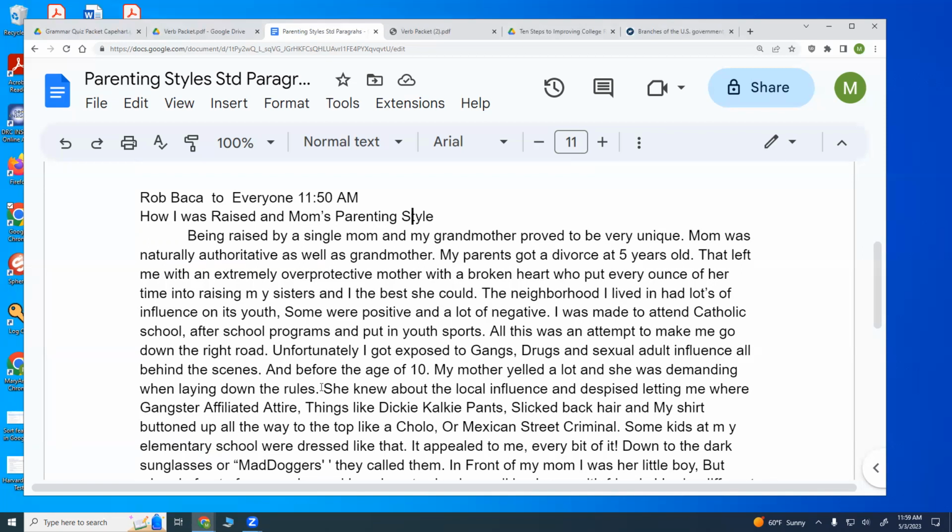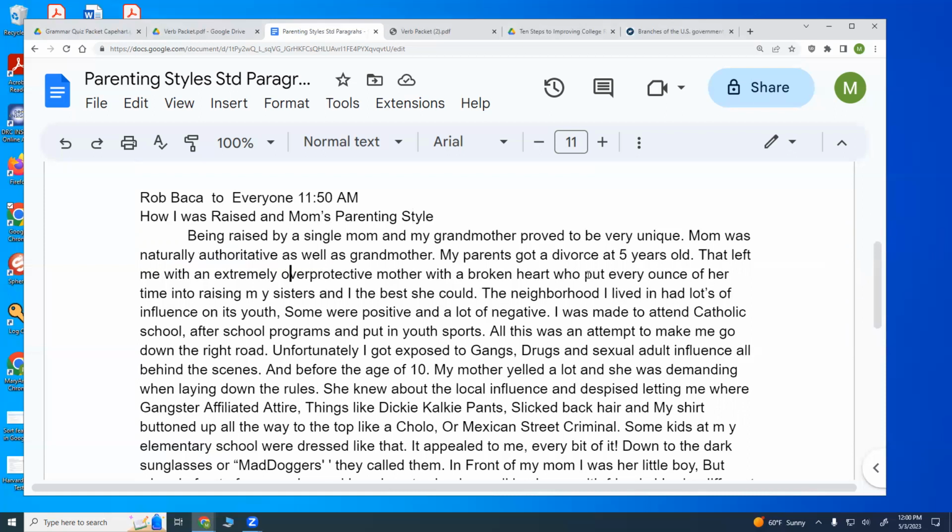Let's just look quickly and see how the beginning plays out. "Being raised by a single mom and my mother proved to be very unique." Nice introduction, right? "Mom was naturally authoritative as well as grandmother." So there we have our main idea. What was your parenting style? Without actually saying that was their parenting style, but that's good.